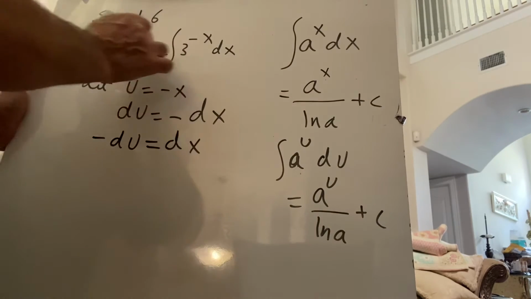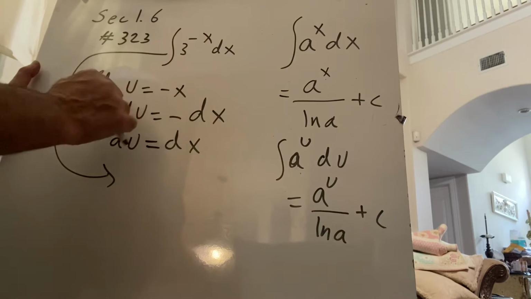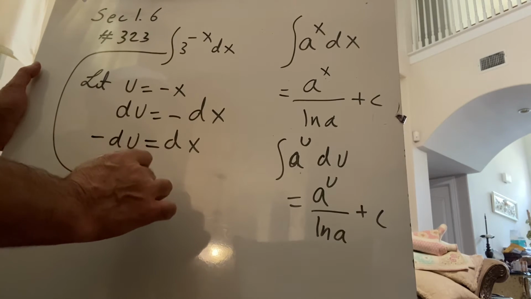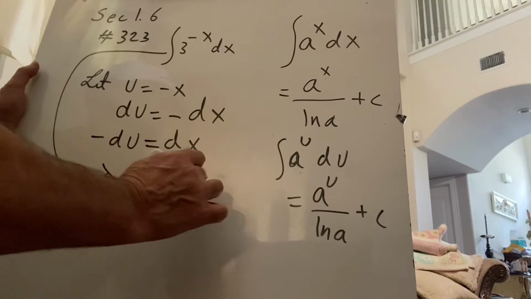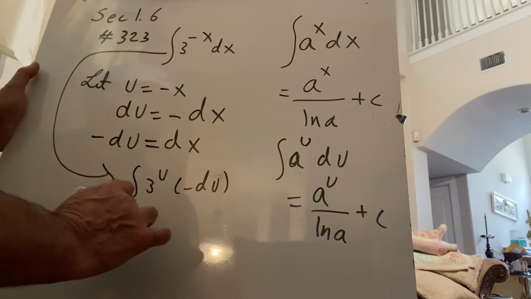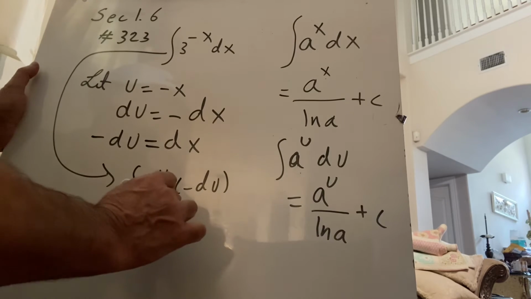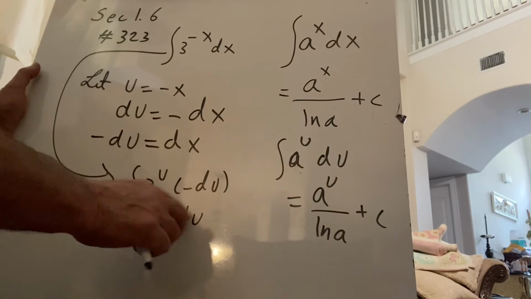So now you're ready to convert everything to u. 3 to the negative x: negative x we called u, so that becomes the integral of 3 to the u. And then of course dx, which is the same as negative du. I'm going to put the negative outside the integral, which becomes negative the integral of 3 to the u du. So now you're ready to apply your rule. Your a becomes 3, and of course u du is there.